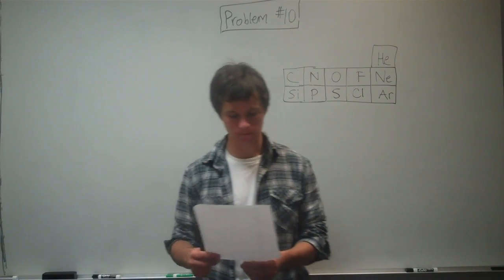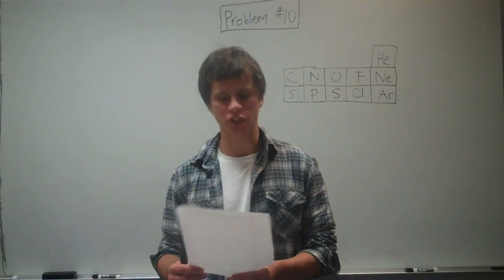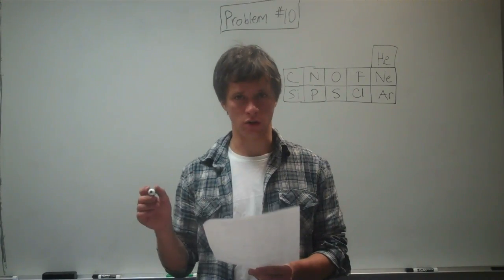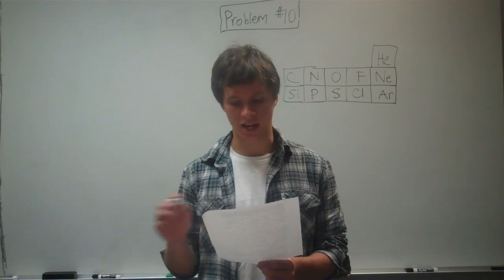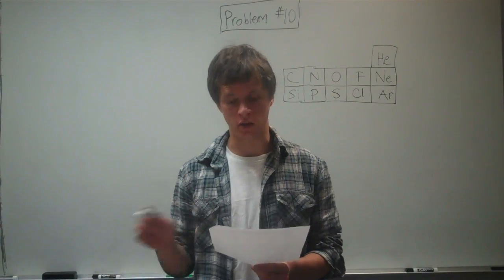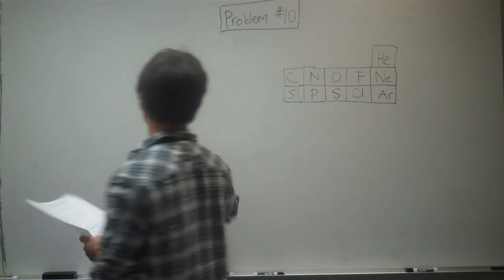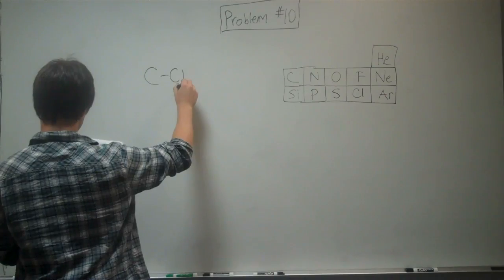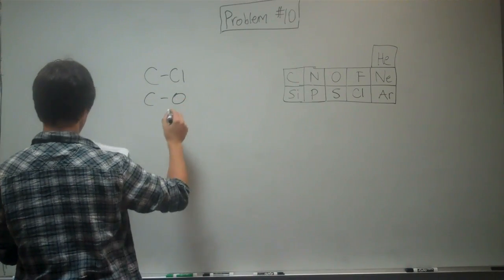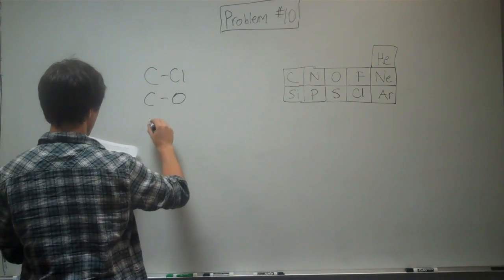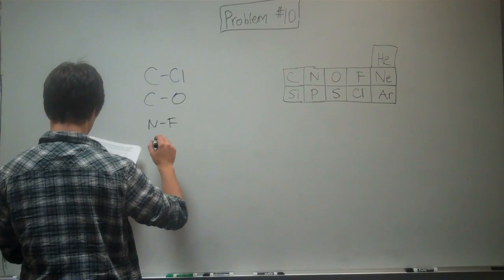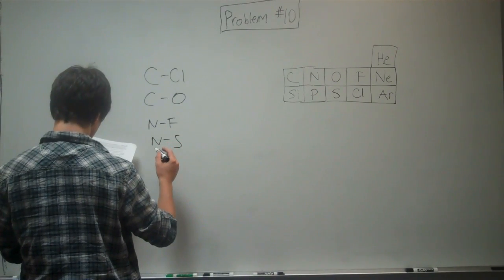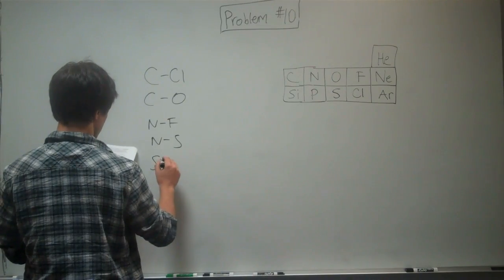Problem number 10. Which of these is the most polar bond? CCl, CO, NF, NS, or SiO? Okay, so let me jot these down real quick. CCl, CO, NF, NS, and SiO.